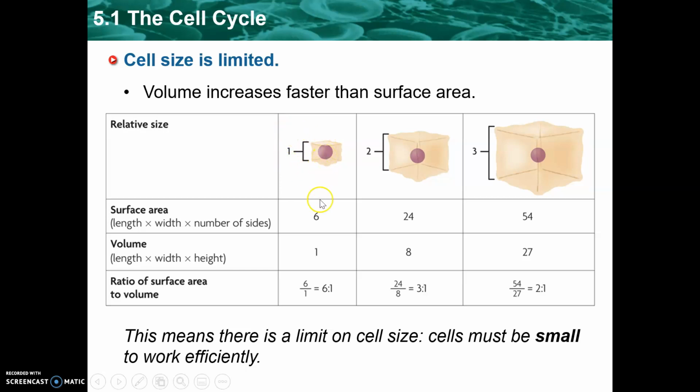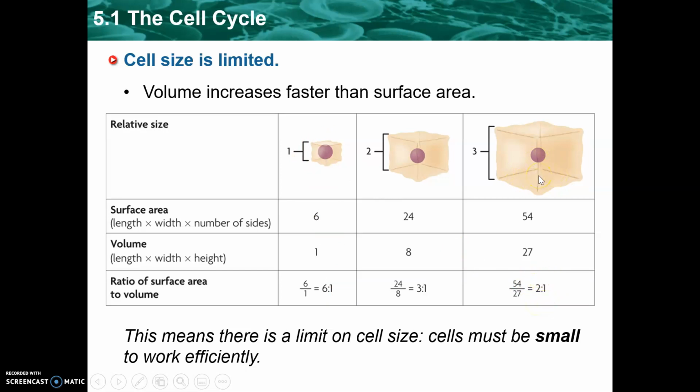This first cell here has a 6-to-1 ratio of surface area to volume. It's easy to calculate surface area and volume here because we are assuming these are cells that are cube shaped, so we can just use the equations and formulas that you've learned in math to calculate both surface area and volume. But when you divide it out and you get the ratio, we can see we have a 6-to-1 ratio of surface area to volume in the small cell, but a 2-to-1 ratio of surface area to volume in the large cell.